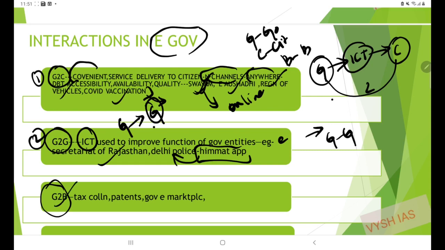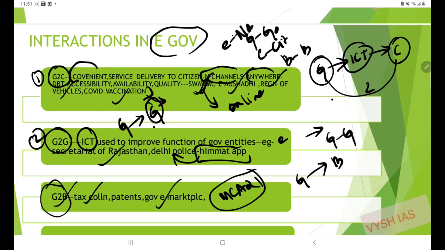Then G2B, government to business, how is it happening? So you can quote MCA 21. This is a corporate governance app. Okay. Then for tax collection, then the government e-marketplace is there. Again e-NAM is there, that is also related to a business entity. Okay, so the relations between the government and business are also taking place through e-governance.